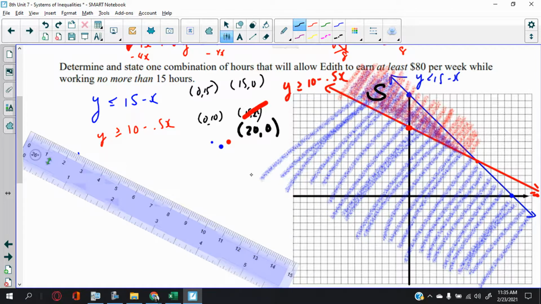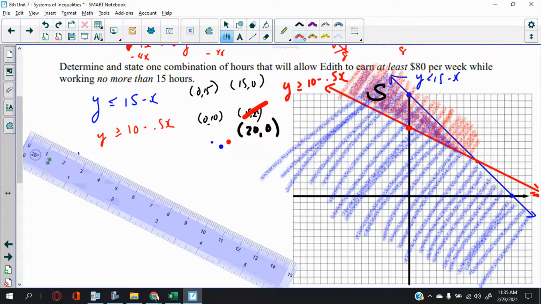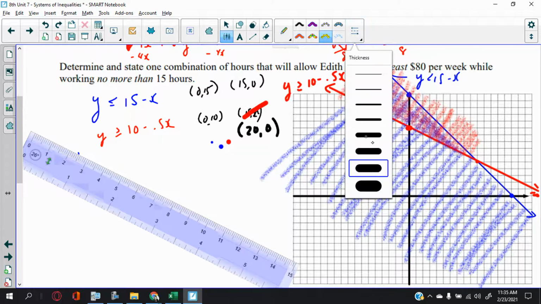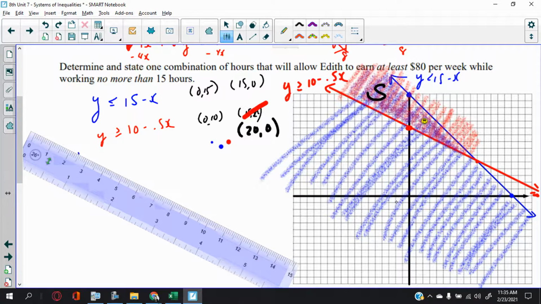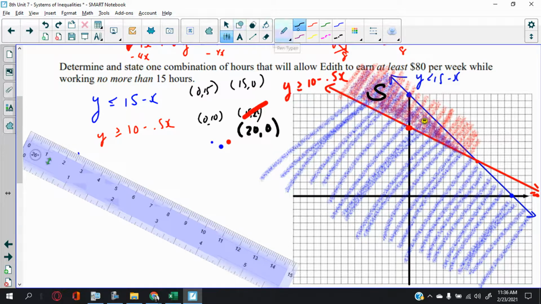Now, what do I want to know? Determine one combination. So basically, they're saying, hey, give us one number here that would make Edith's life better, right? So I'm just gonna pick some random one, just to make a point. So let me get a smiley face up here. I'll just plot it right here. All right, what is that? 1, 2. So what's one combination?